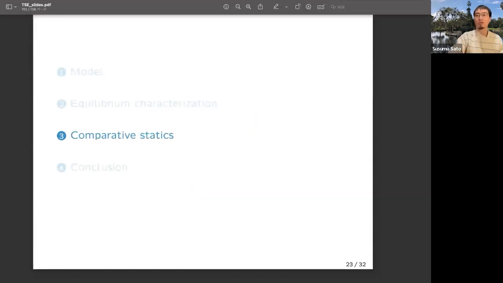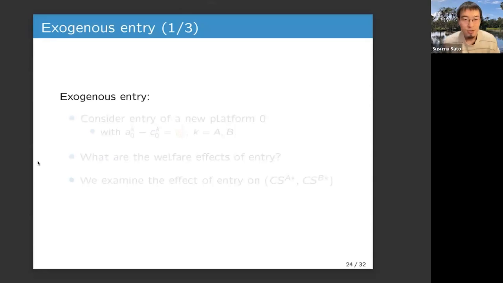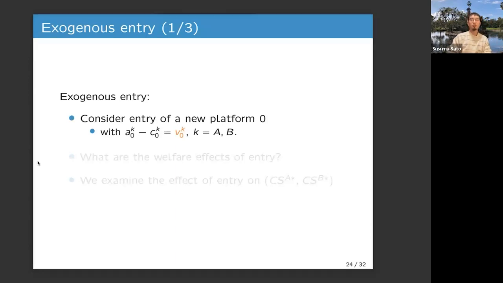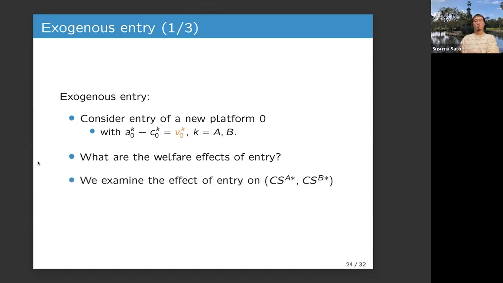So now let's go to the comparative statics. In the analysis of exogenous entry, we consider an entry of a new platform zero, with the net value being v_k0. Actually, this net value difference is a sufficient statistic for many equilibrium outcomes. And as asked by Heski, we recalculate the equilibrium with the new platform and examine the effect of entry on welfare. So we examine the effect of entry on consumer surplus, or user surplus, on two groups of users.